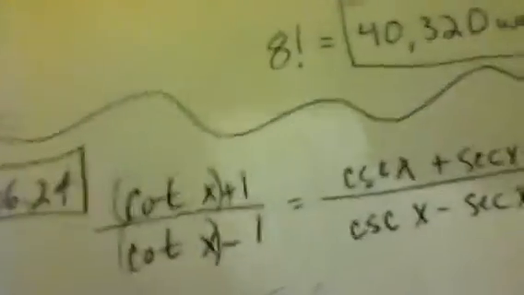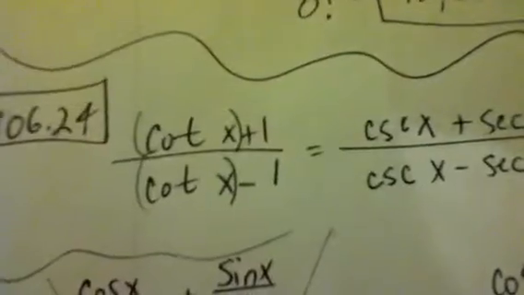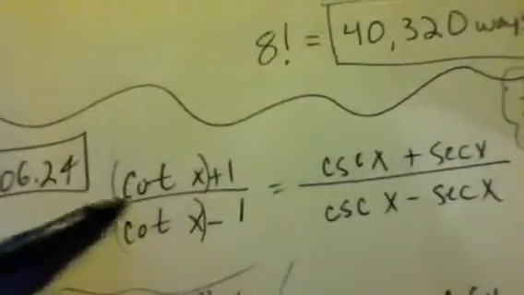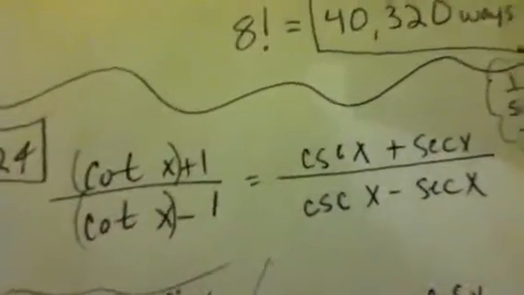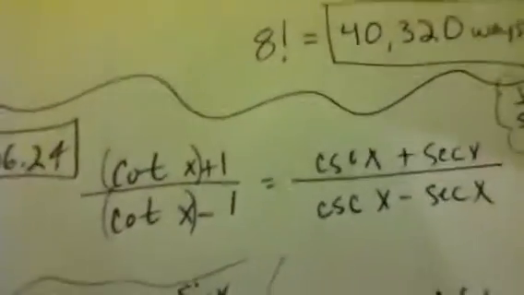Lesson 106, number 24. So it's kind of funny the way it's written in the book. I put some parentheses around cotangent x to show that the x plus 1 is not in the argument.